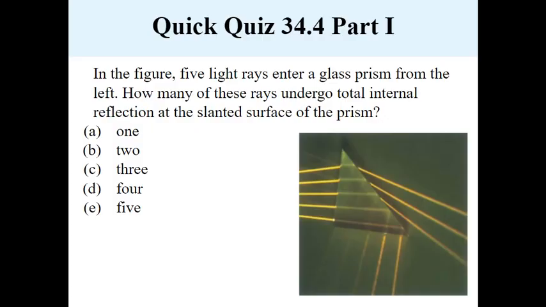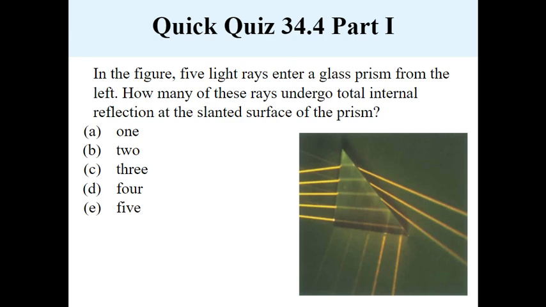So a quick quiz here. You have 5 light rays entering a glass prism, and the question is, okay, how many of these undergo total internal reflection? And you'll note that they're almost parallel, and what's happening is that the prism, although it's mostly perpendicular to the rays on the left end, on the right end it's slanted. And what the slant does is that it makes the incidence angle bigger as you go from top to bottom.